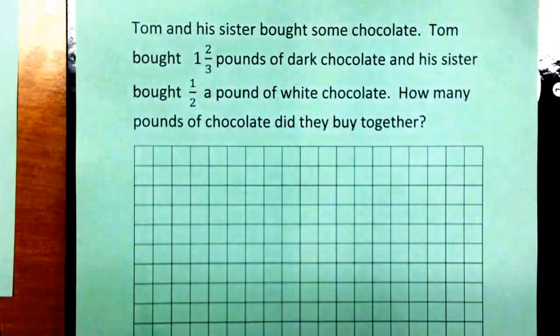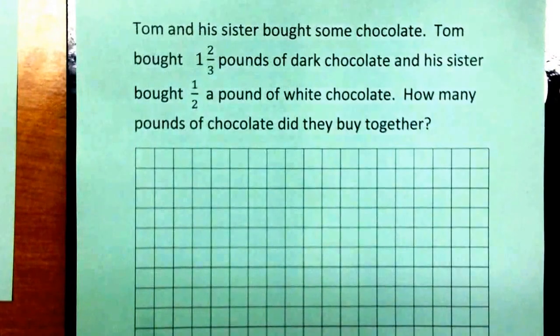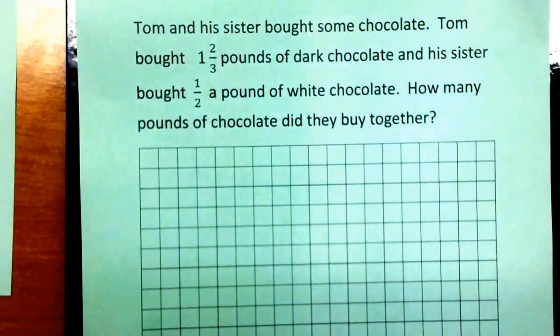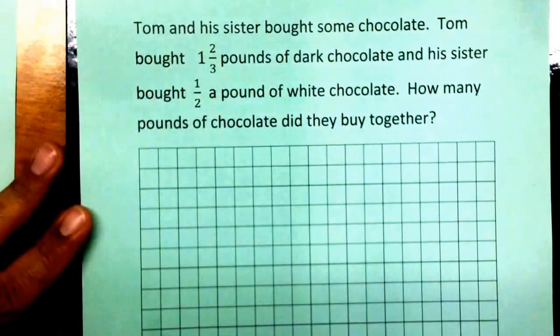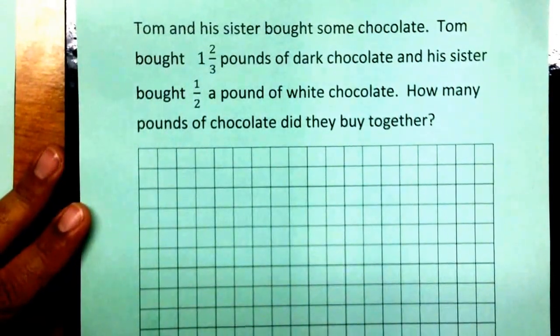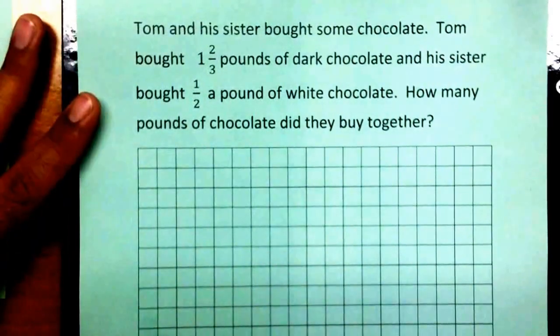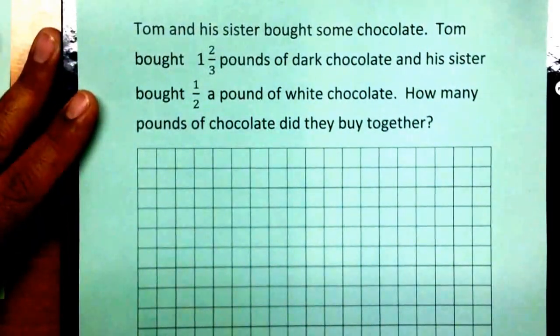Hello. I'm going to be showing you how to use a number line on a graph paper to add and subtract fractions with unlike denominators. Tom and his sister bought some chocolate. Tom bought 1 2/3 pounds of chocolate and his sister bought half a pound of white chocolate. How many pounds of chocolate did they buy together?